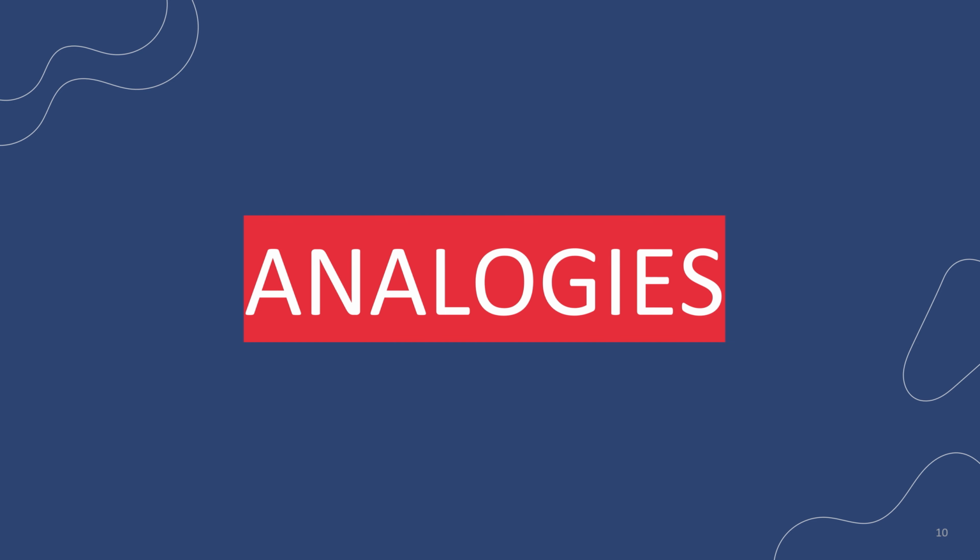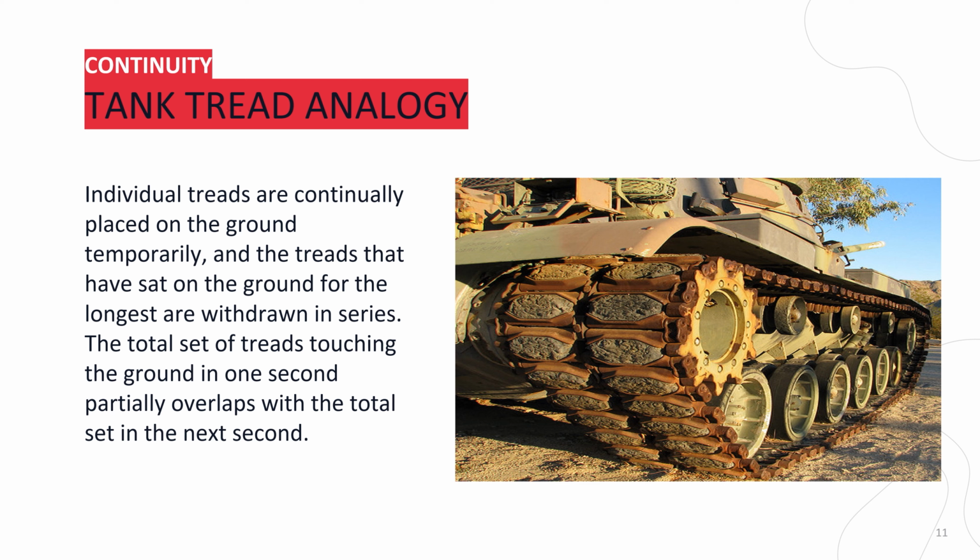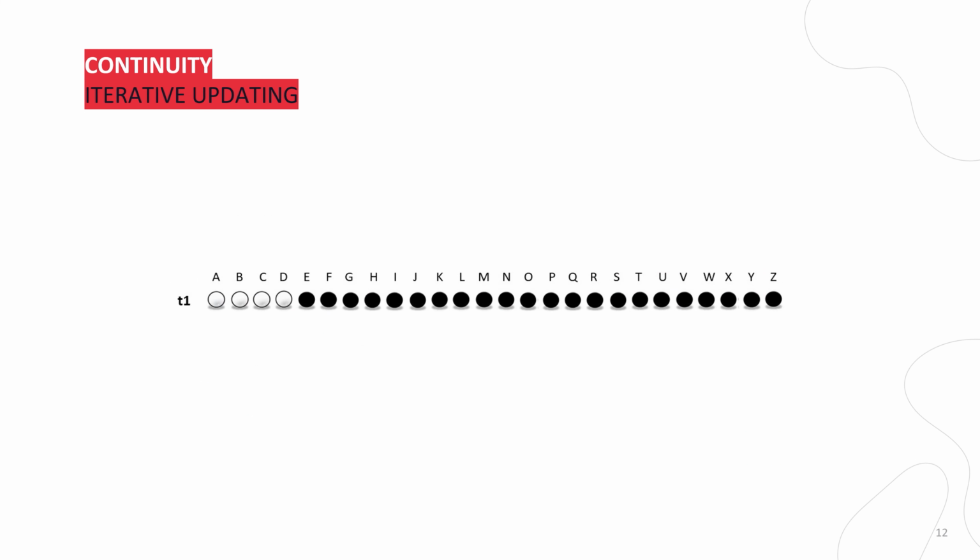To drive this home, let's make some more analogies. The first analogy is simple. It involves a tank and its treads. Individual treads are continually placed on the ground temporarily, and the treads that have sat on the ground for the longest are withdrawn in series. The total set of treads touching the ground in 1 second partially overlaps with the total set in the next second. The reallocation of information processing resources in the brain is similar. The set of active mental representations cycle in an analogous, although more flexible and stochastic manner. It could be visualized like this. You can see that each state overlaps with the previous state.